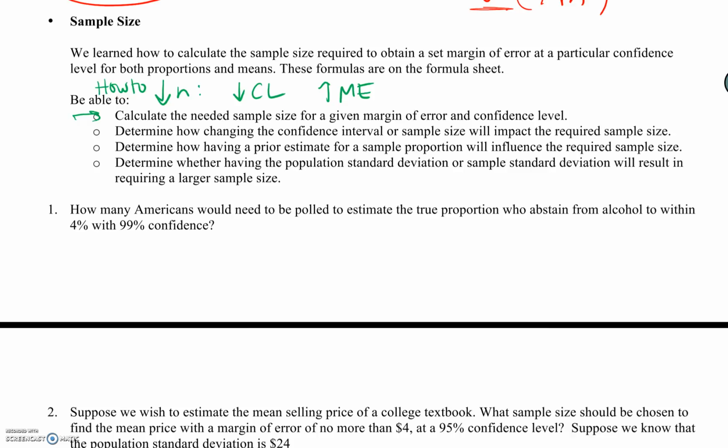And the last thing, we have two different things for proportions and means. For proportions, we could use a prior estimate for p hat. If we have a p hat, that's better than using the 0.5 that we have to use if we don't have one, which can end up with a much larger sample size. That's for proportions. So for means, it would be ideal if we could use a z instead of a t.